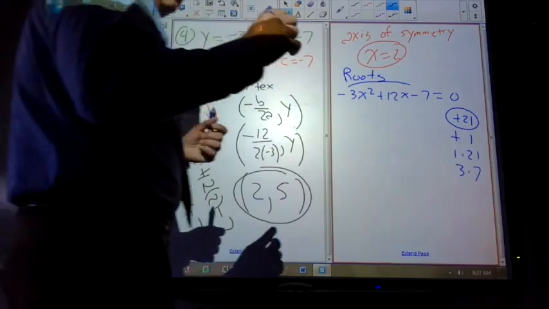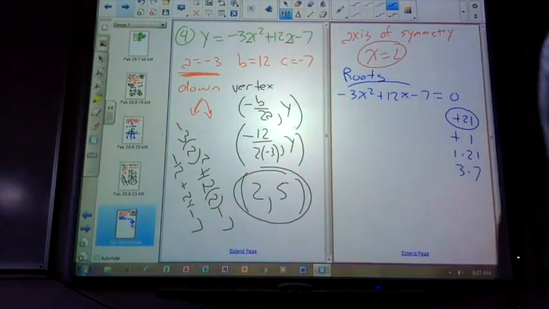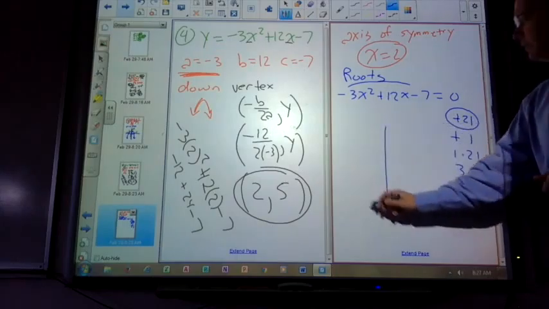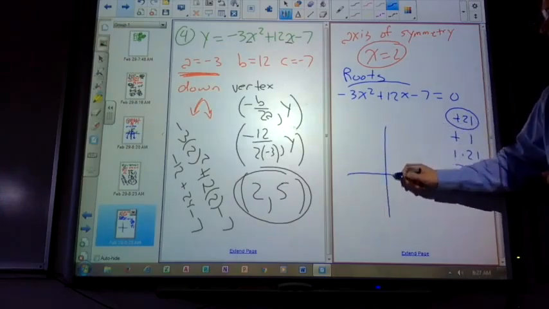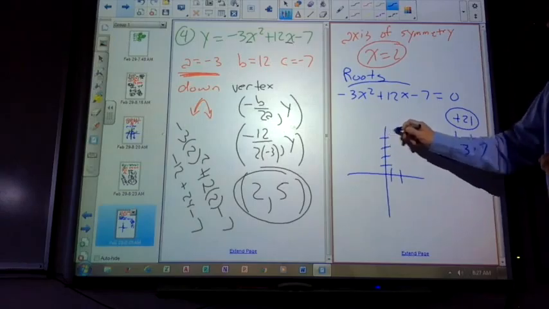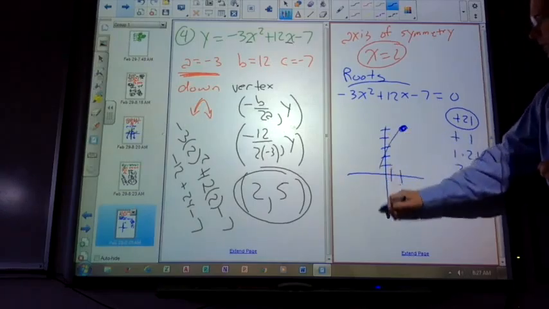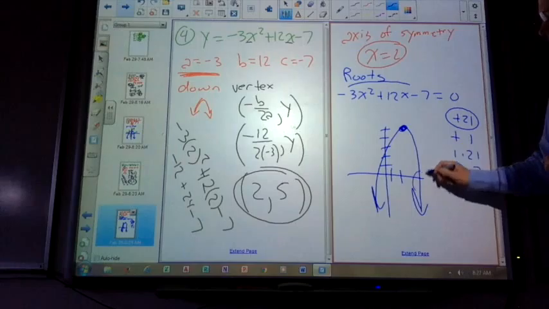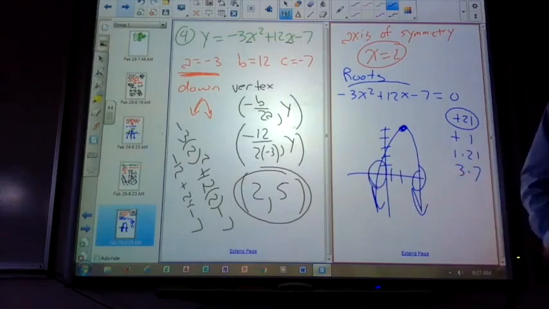So follow me on this. My vertex, I go right 2 and up 5. You see that, where we're going? If I go right 2 and up 5, and the parabola opens down because my a value is negative, is it going to cross the x-axis? Yes. So I want you to think about this. I'm just going to draw this quick. Here's my vertex, (2, 5). It opens down, so this is what my parabola is doing. It crosses there and there.